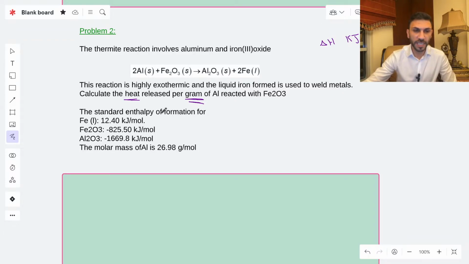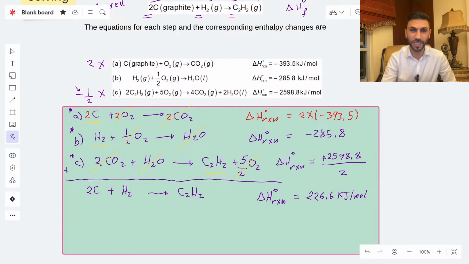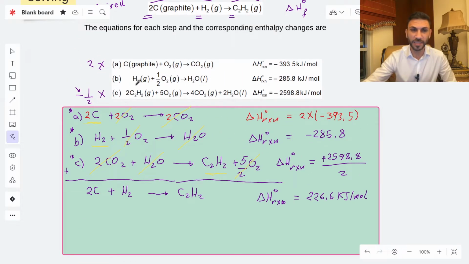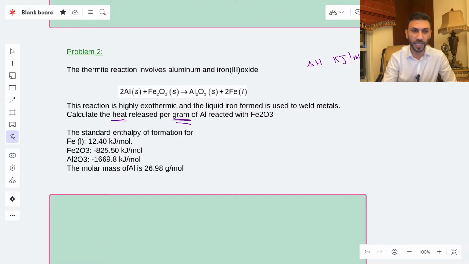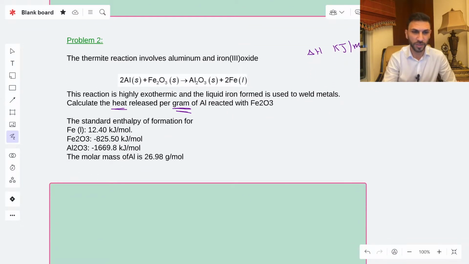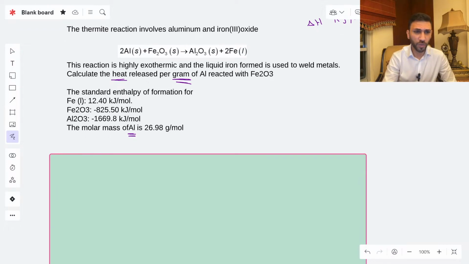And you are given the standard enthalpies of formation. You are not given step equations like A, B, and C in this problem. So you are given directly the standard enthalpies of formation. And also you are given the molar mass of Al, aluminum, and they need it for the aluminum. How to solve this problem?